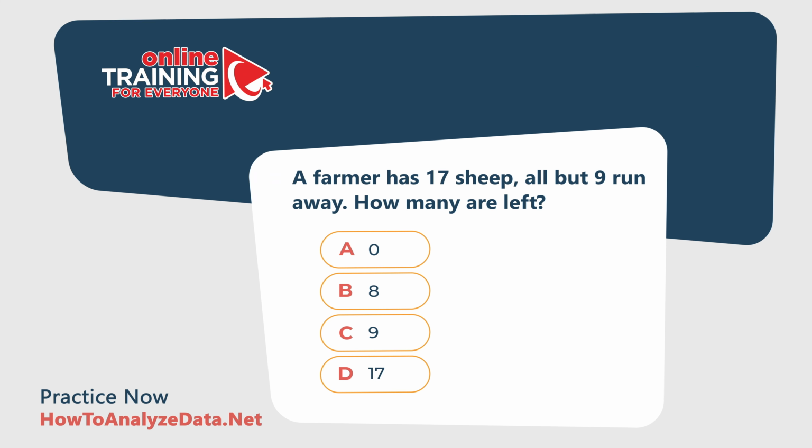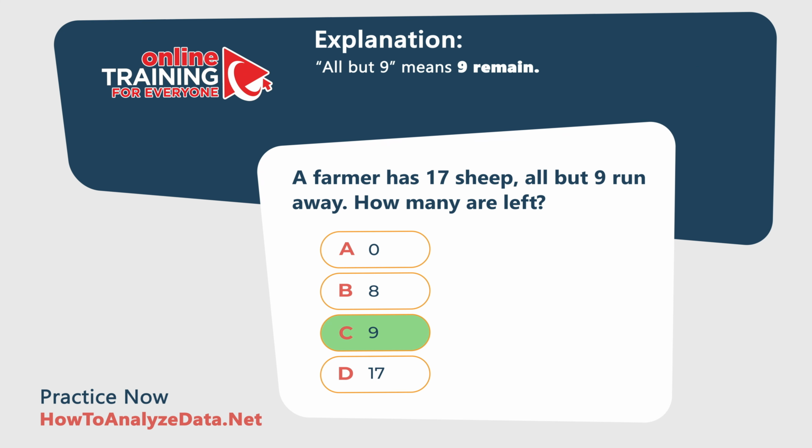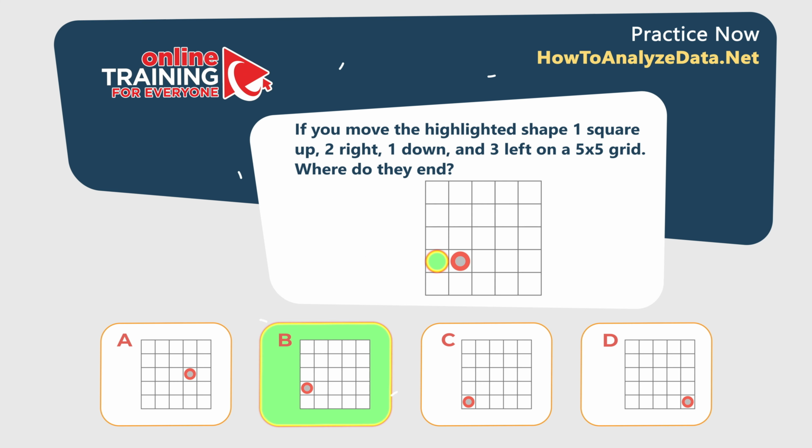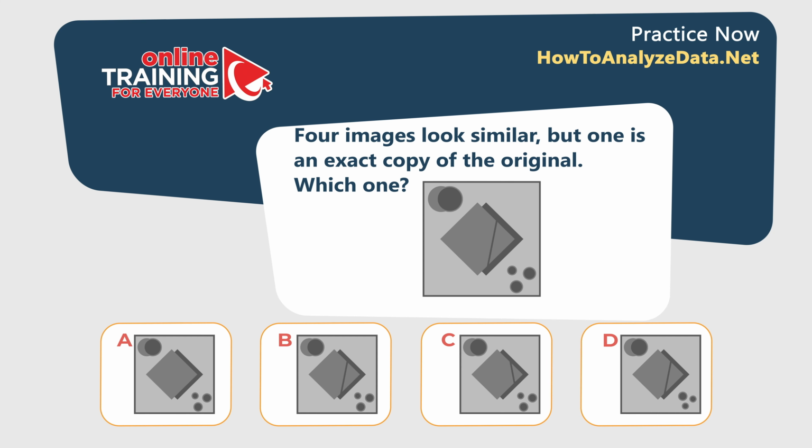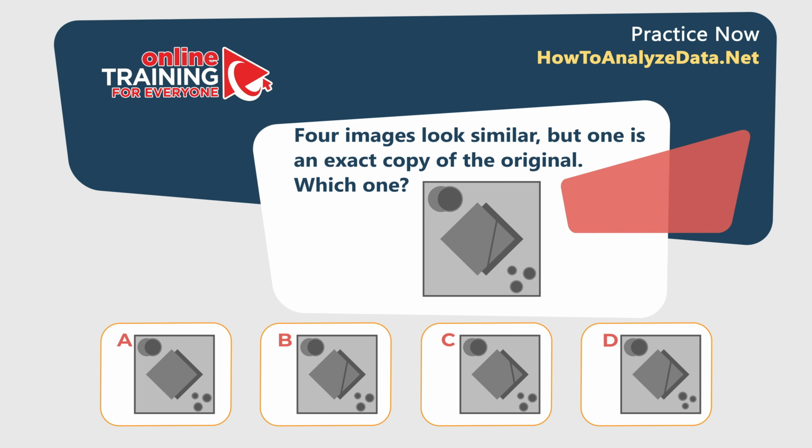The correct answer here is choice C, 9. All but 9 means that 9 remain. 4 images look similar, but one is an exact copy of the original. Which one? A, B, C, or D?